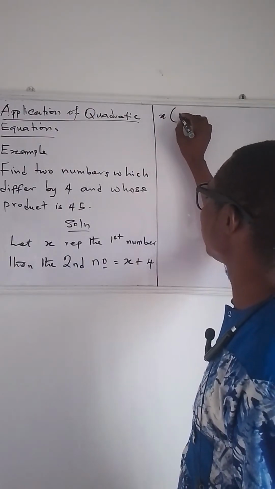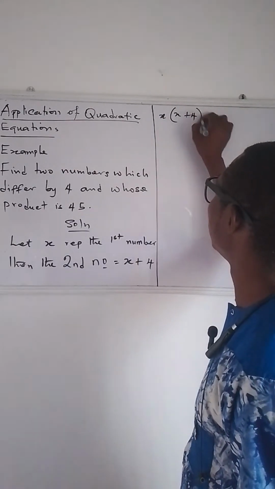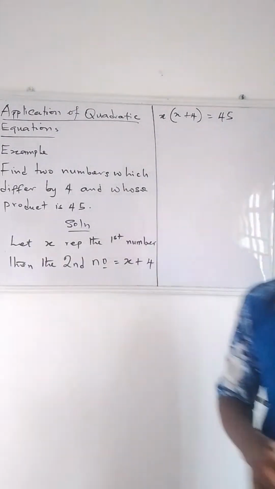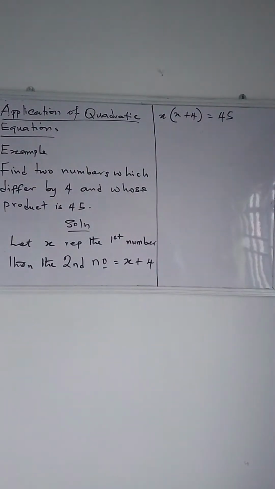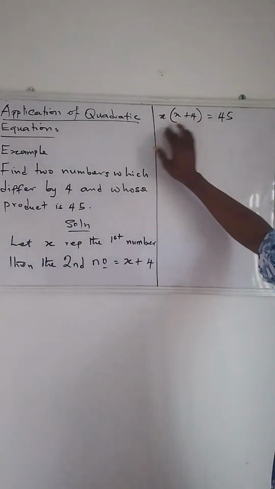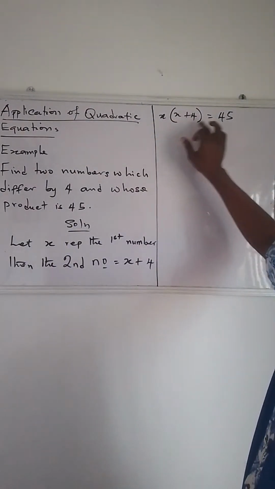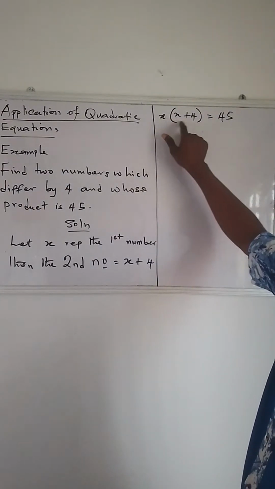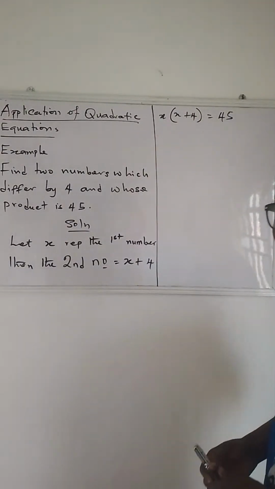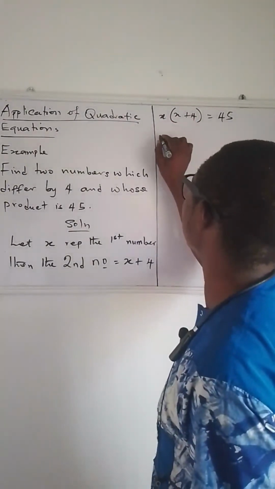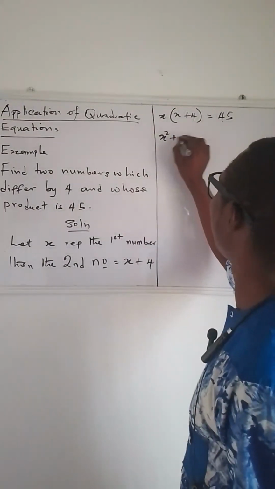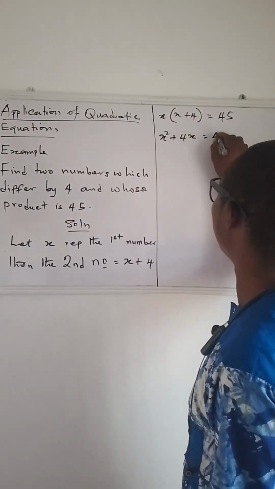Now, x times (x plus 4) gives you 45 according to the equation. All right, I hope we have good numbers now. So now the two numbers are multiplying each other to have 45. So you just expand this. This x will multiply each of the terms inside the brackets. You have x times x, you have x squared. X times 4 gives you plus 4x equals 45.